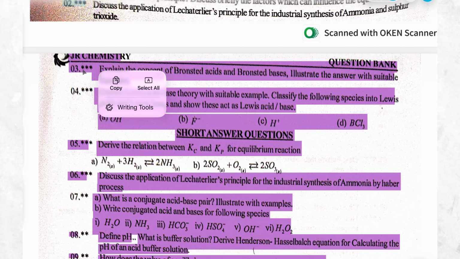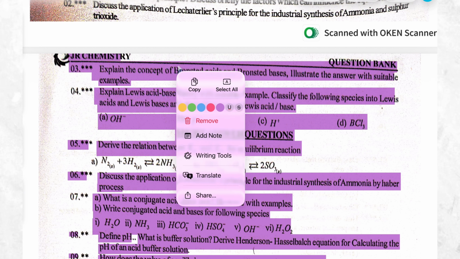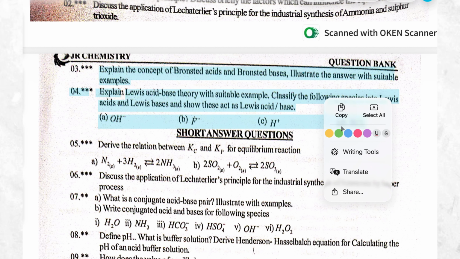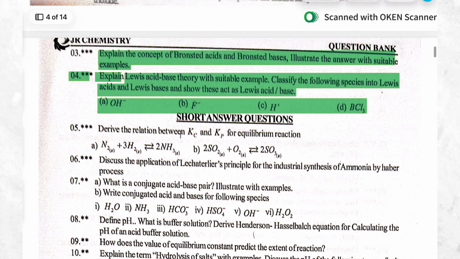Which ones? First one, Bronsted theory. Second one is Lewis theory. These two are important. Don't forget these two questions. One question will compulsorily come in the examination. One question is guaranteed. Clear? Next one.